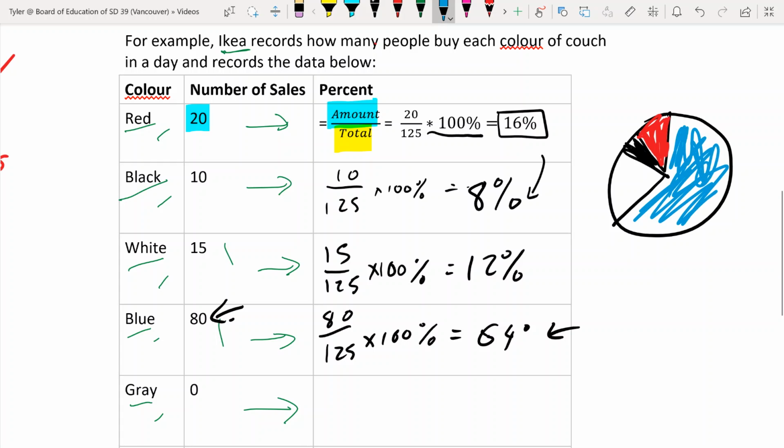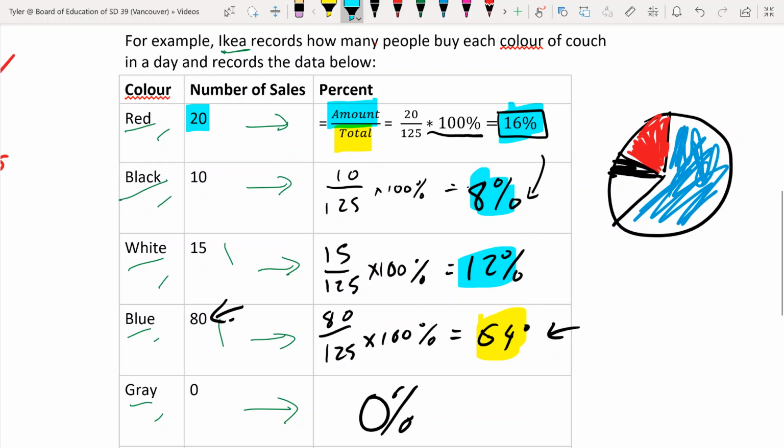And then gray was 0, so it's not on the chart at all, right? And then white was 12%. Let's make it look like this. So red, black, and white. So when we have these percents, oh sorry, this was 0%. When we have these percents, it's a lot easier to figure out that, wow, 64%, that's a huge amount. Whereas these two, 8, 12, and 16, they're not as big. They're not nothing, but they're not very big.